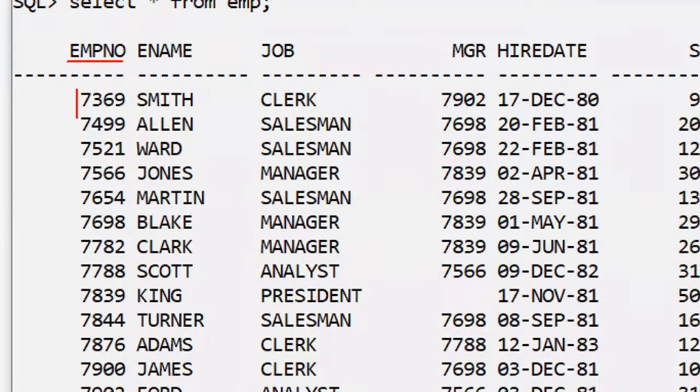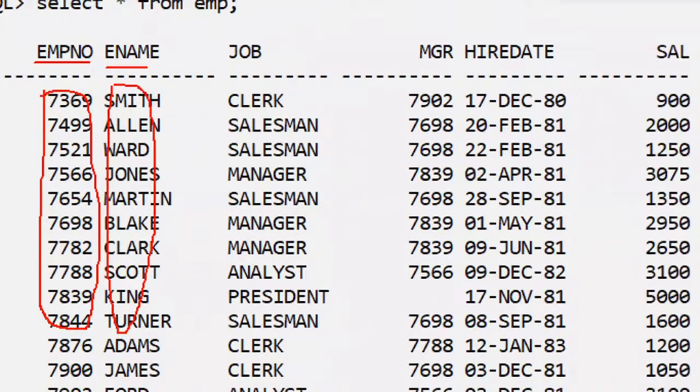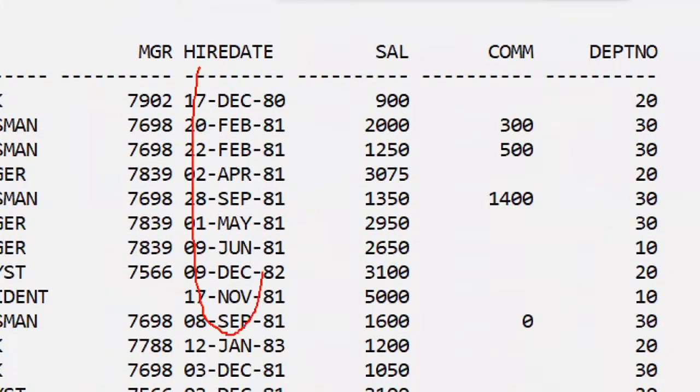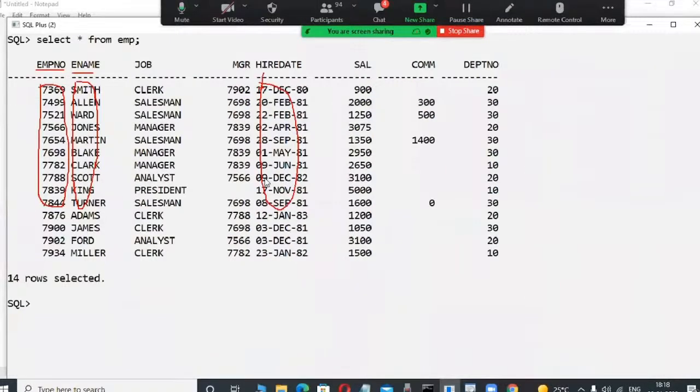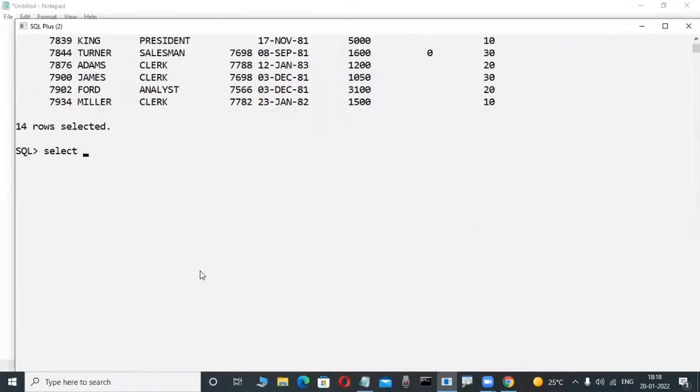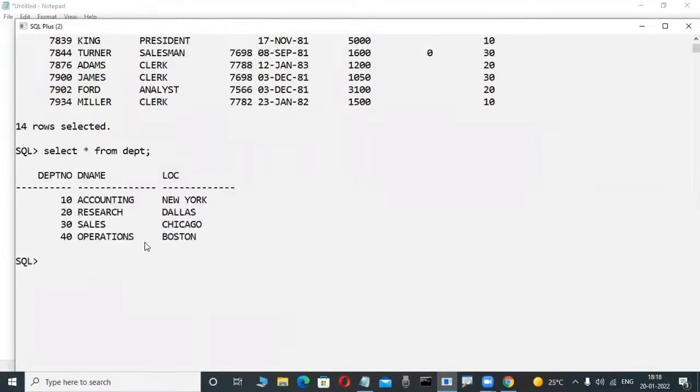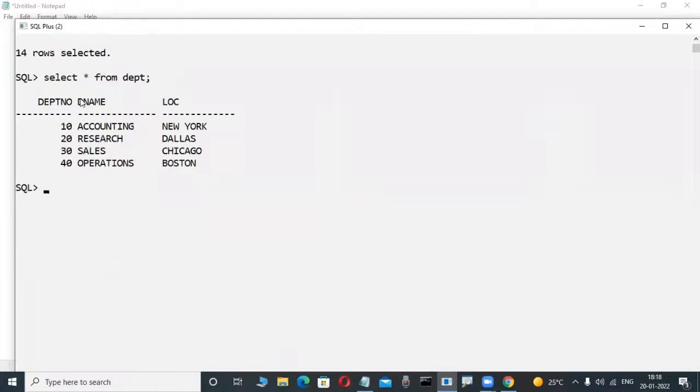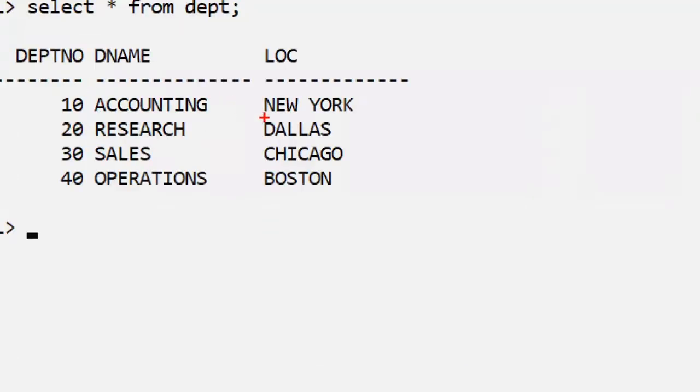Here, employee number: in this column, only numbers are available. Observe slowly, in this column, only characters are available. In this column, only dates are available. That's why the data is stored in a structured manner. Whatever we observe in your relational database side, it is structured data. Okay, fine. A structured collection of data is there.